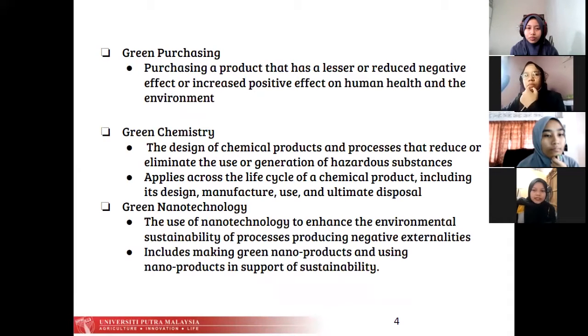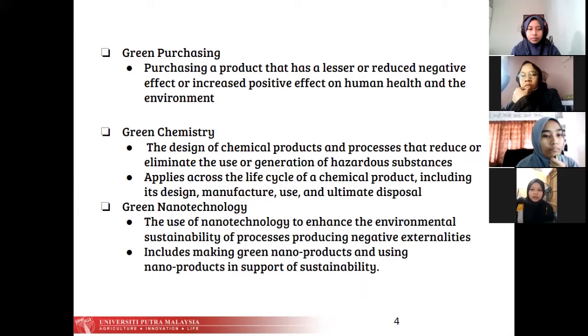The third one is green purchasing, which means purchasing a product that has a lesser or reduced negative effect or increased positive effect on human health and the environment. The fourth one is green chemistry, the design of chemical products and processes that reduce or eliminate the use or generation of hazardous substances. It applies across the life cycle of a chemical product, including its design, manufacture, use, and ultimate disposal.